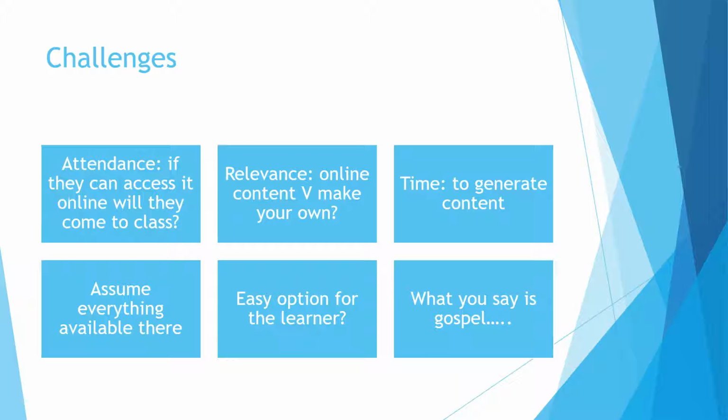The relevance is very important, to make sure your online content is relevant. So are you better off making your own content? Or can you find stuff online that is actually relevant to the learning objective that you have for that particular part of the course? Obviously, time is a big challenge, to find the time to generate your own content and to decide how you're going to use it. But then, sure, we're doing that for all our resources anyway, so it's just part of being a teacher, I suppose.